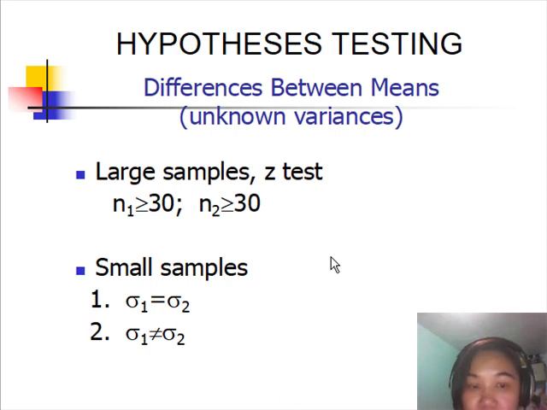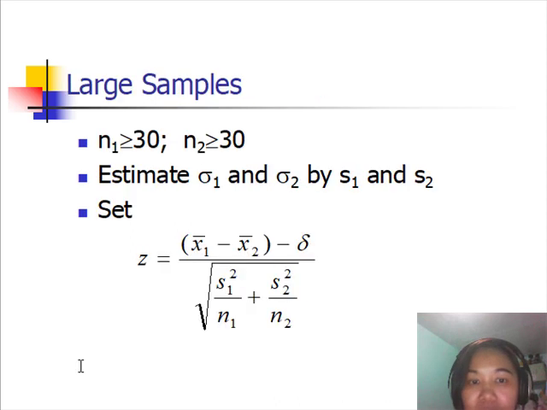Okay, so we have here assumptions. When the sample sizes are really small, we assume population standard deviations to be equal, and we also assume population standard deviations to be not equal. Okay, so for large samples where n sub 1 and n sub 2 are greater than or equal to 30, we use z. But instead of sigma here, we use s because sigmas are not known. So we estimate sigmas by our sample standard deviations.